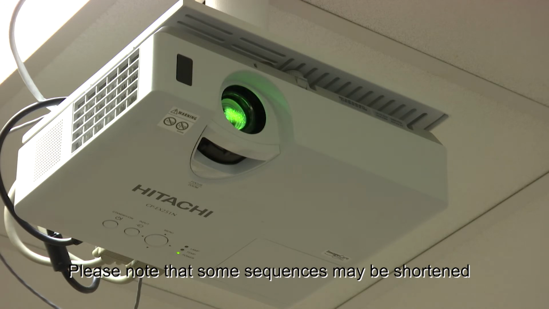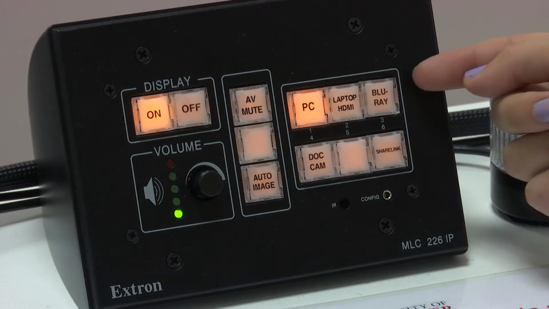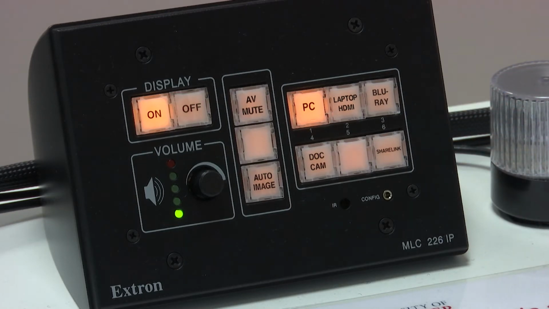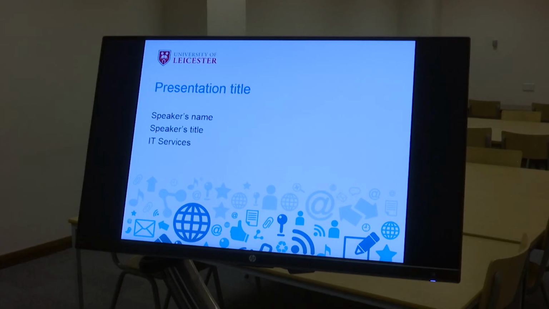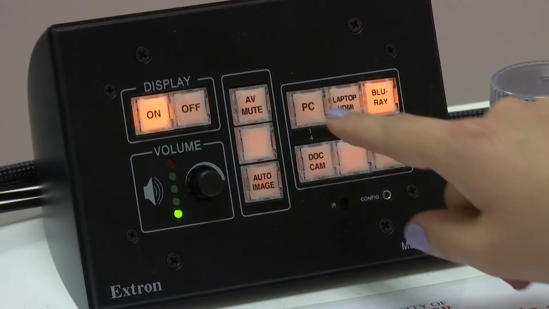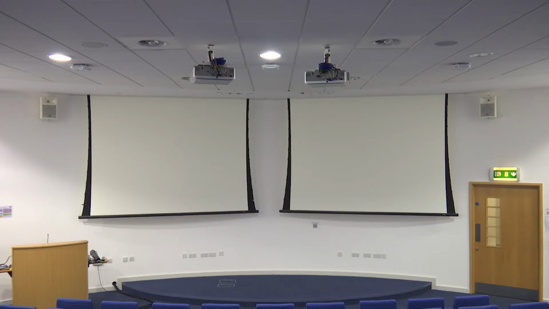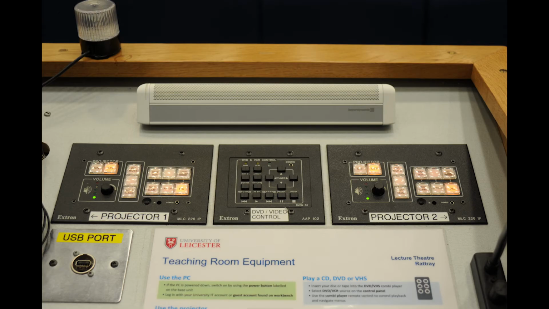To determine what the projector displays, choose from the options on the right-hand side of the panel and push the appropriate button if it is not already selected. So, for example, if you wish to display a PowerPoint presentation that you have loaded onto the lectern computer, just press PC. In rooms which have more than one projector, you will find a corresponding control panel for each.